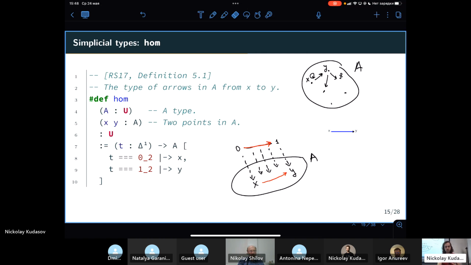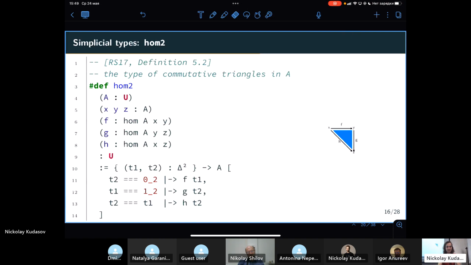Of course, at this point it shouldn't. It probably is not very clear why we would need this type specifically, but the intuition should say that, well, we want to talk about categories for some reason. So this is helpful for that. Now, another interesting type is hom2.